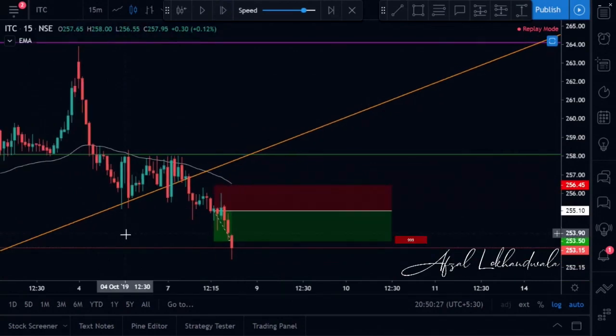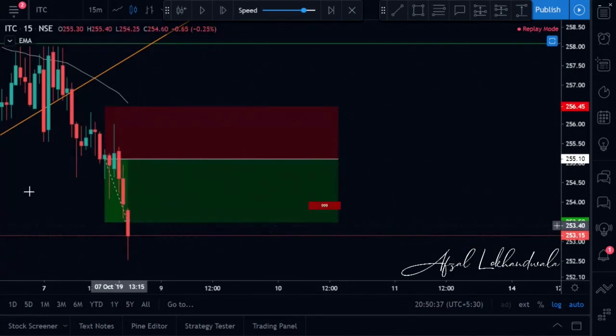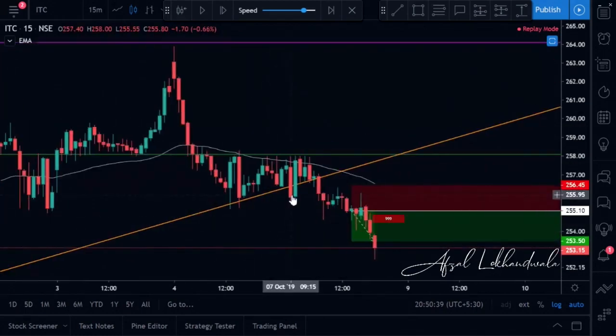So this is a game of patience. We have to wait, and after good confirmations only we will take entry. The reason why we did not enter here, although the trend line was broken, is because this low, if you see, is at a similar level as these lows, as these candles. So it was quite probable that the price can bounce back again, because it had bounced back earlier. So we waited for the price to break below this level, and that confirmation came here.